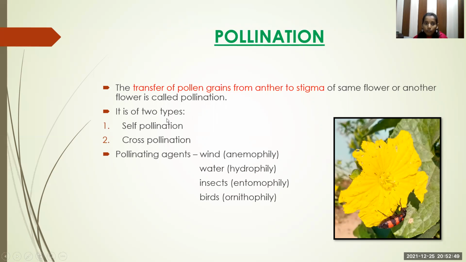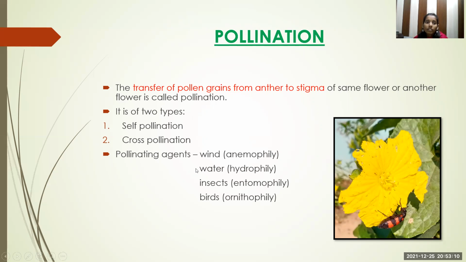Now pollination is of two types: self-pollination and cross-pollination. When this transfer of pollen grain from anther to stigma occurs within the same flower, then it is termed as self-pollination. And when this transfer occurs between two flowers, then this is termed as cross-pollination.